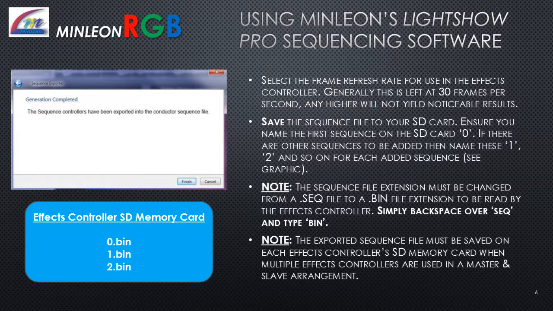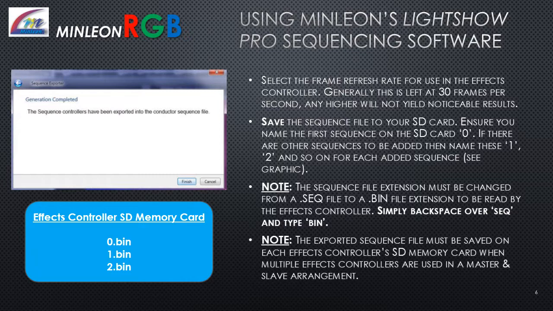Select the frame refresh rate for use in the effects controller. Generally, this is left at 30 frames per second. Any higher will not yield noticeable results. Save the sequence file to your SD card. Ensure that you name the first sequence on the SD card 0. If there are other sequences to be added, then name these 1, 2, and so on for each added sequence.